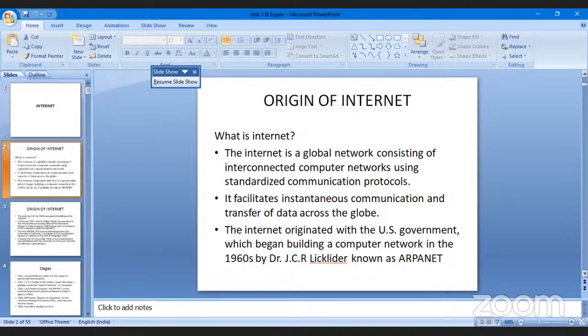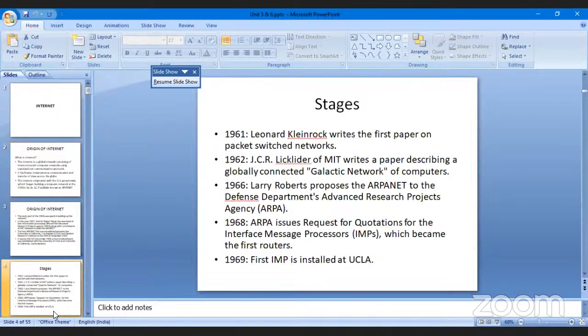The internet originated with the US government, which began building a computer network in the 1960s. When was it started? In the 1960s in the US, the government started to build a computer network. And who did it? Dr. J.C.R. Licklider. It is known as ARPANET. That was the first time when computer networks started to be built.